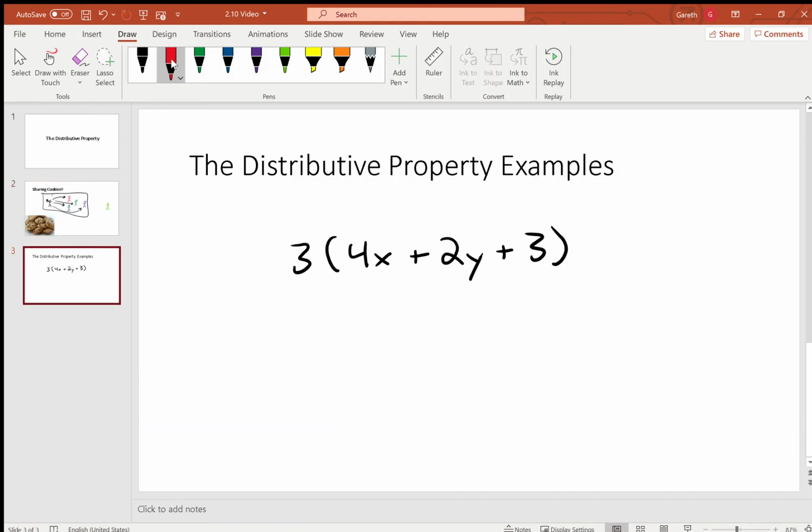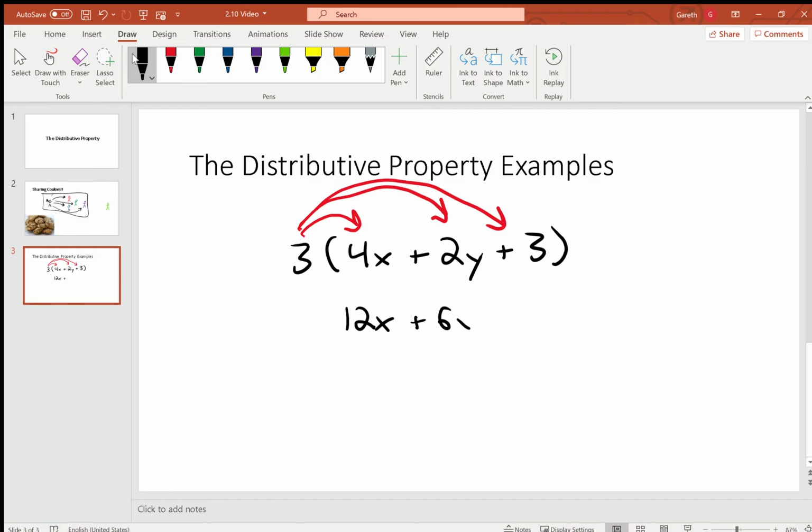You're going to distribute that 3 on the outside to every single different number on the inside. So you're just going to multiply it 3 times now. Yeah? So in this case, we do 3 times 4x, 3 times 2y, and we also do 3 times 3. So this becomes 3 times 4 is 12x, plus 3 times 2, 6y, plus 3 times 3 is 9. Voila! That's simple.